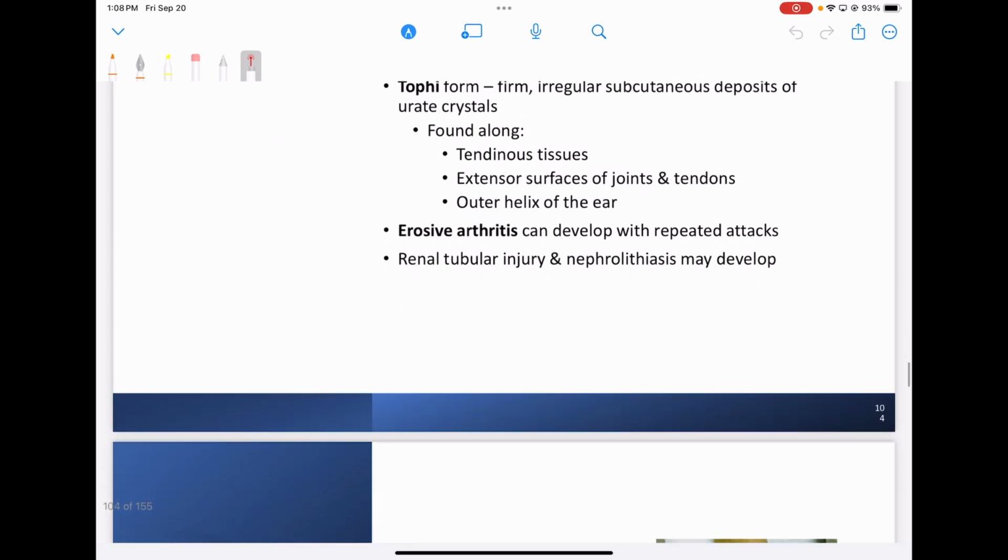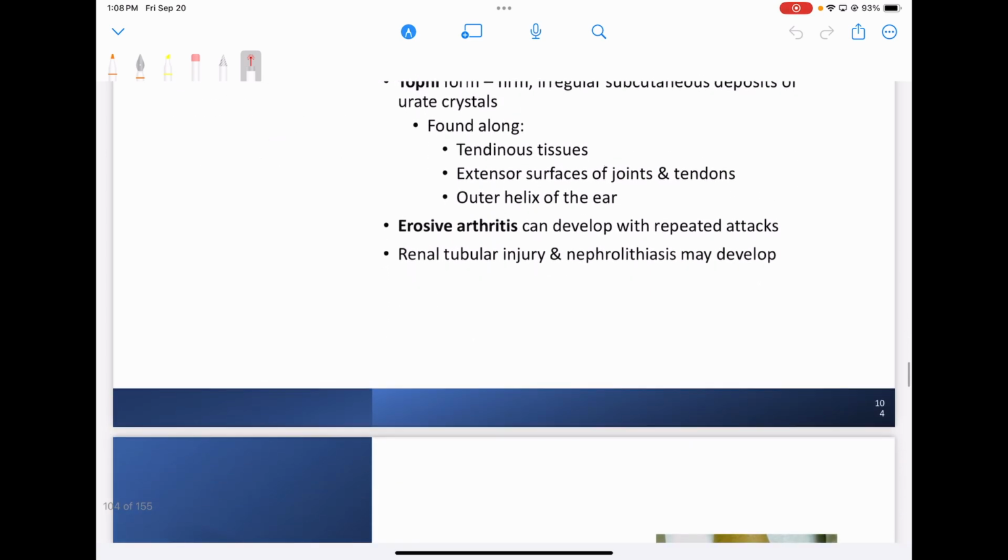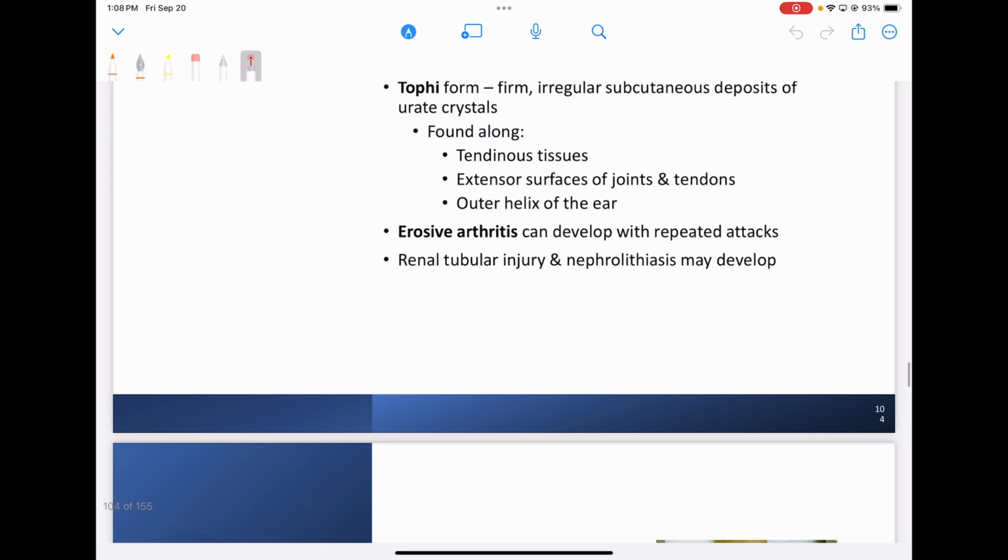You can also get some erosive arthritis with repeated attacks to the same joint. It has to be the same joint. If it's bouncing to different areas, it's not going to do that. But if you have repeated gout inflammations to the same joint every time, over time you can get some erosive arthritis just from the constant inflammatory processes going on in that area all the time.